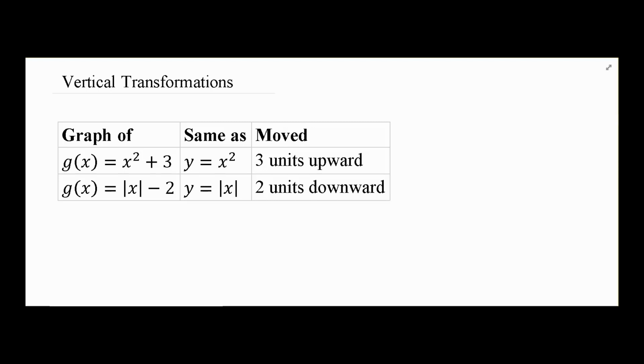Now it is important to notice that that plus or minus is happening after the function. We're not saying, let's add 3 to the x and then square it. We're not saying, let's subtract 2 and then take the absolute value. We finished the x squared and then added the 3. We finished the absolute value of x and then subtracted the 2. So when the plus happens after the function, that's a vertical shift.